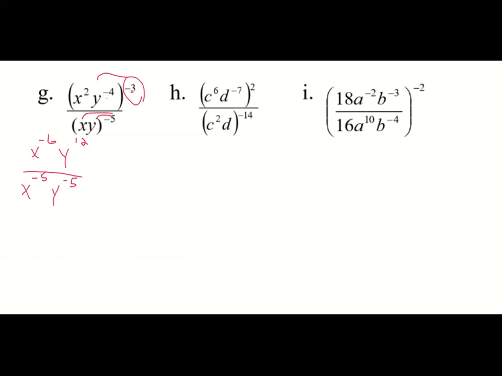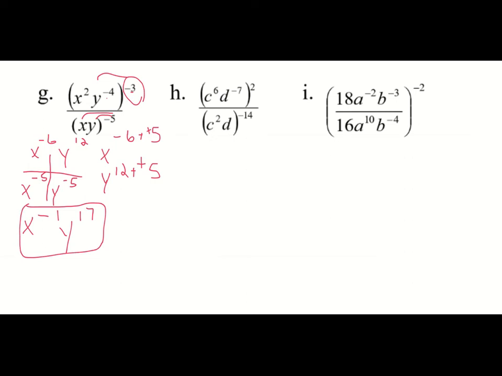Now we can go ahead and do our quotient rule. So for x, we're going to do negative 6 minus negative 5. So that becomes plus a positive. So it's x to the negative 1st power. And then y is 12 minus negative 5. So again, addition of the opposite. That becomes y to the 17th power.